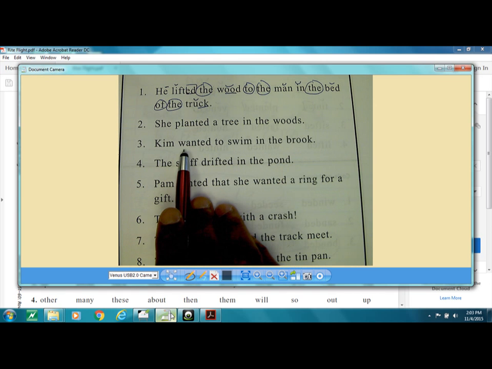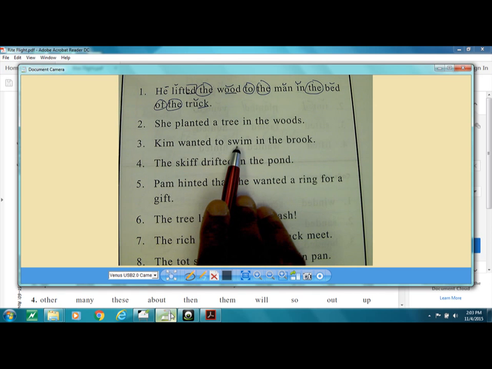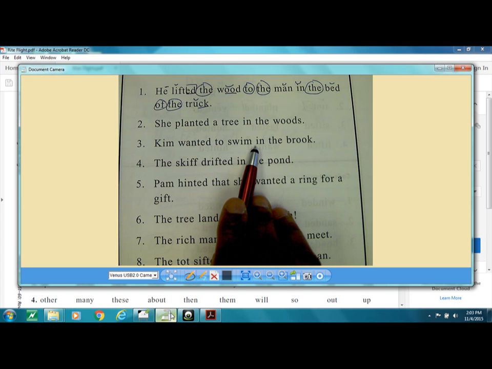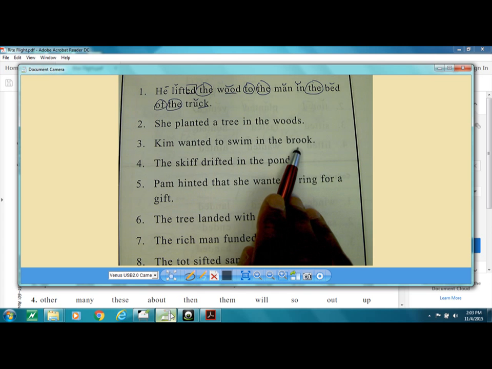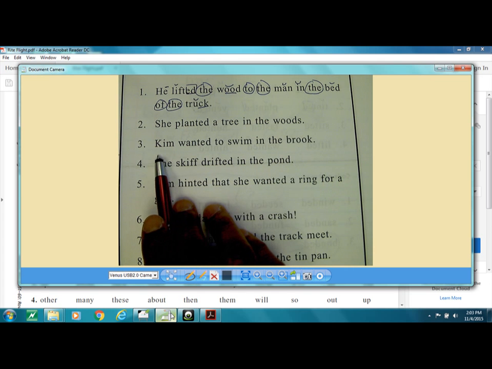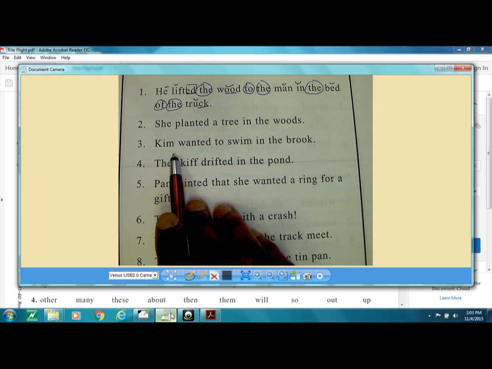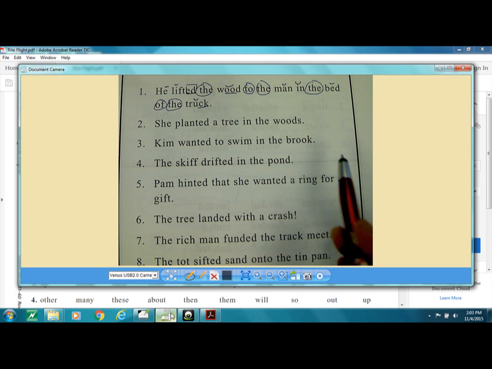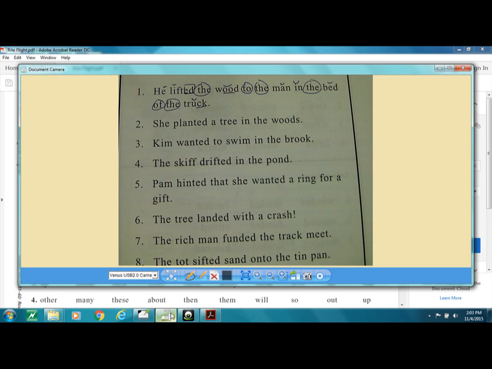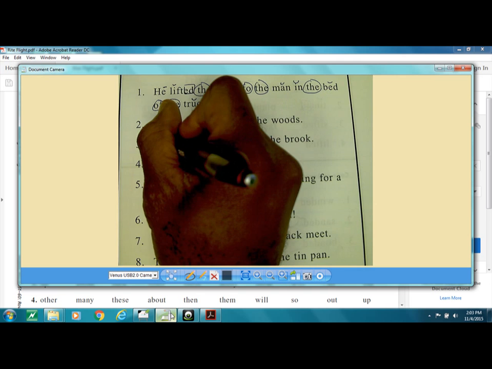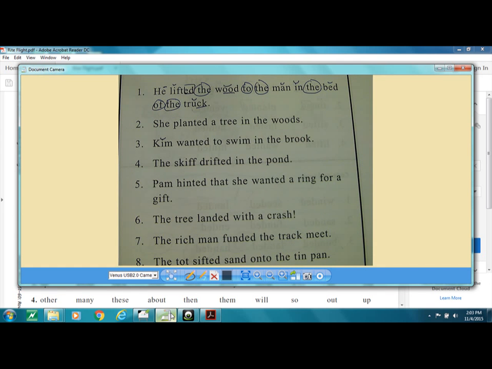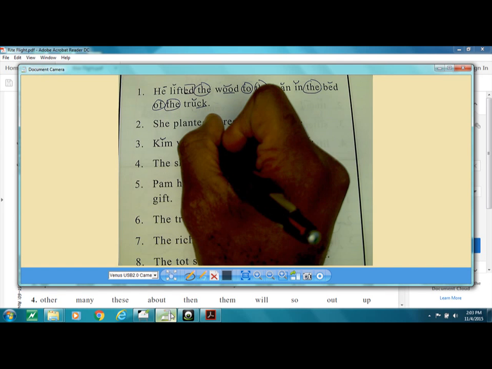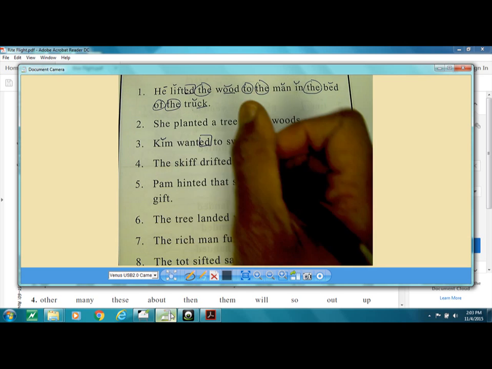Kim wanted to swim in the brook. That's us trying to figure out what the words are, but if we're going to read it more fluently, Kim wanted to swim in the brook. So, if you're thinking, I didn't get that, Mr. Green, you should have a vowel in a closed syllable short. Mark it with a breve. Box your suffix.